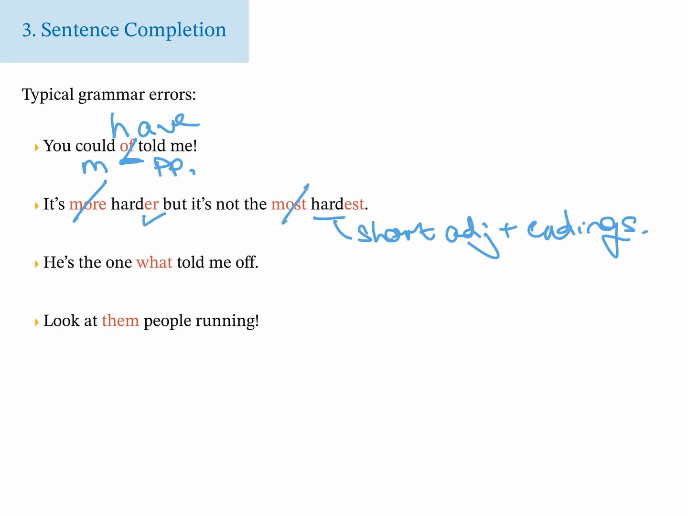And again here, he's the one what told me off. So in this case, we want a relative pronoun. So the correct relative pronoun for a person would be who. We can't use what for a person, and it's not a relative pronoun. And this one, we've got this noun. It's a plural noun, people, and we're using this object pronoun. That's not correct. So we want something like those people running.